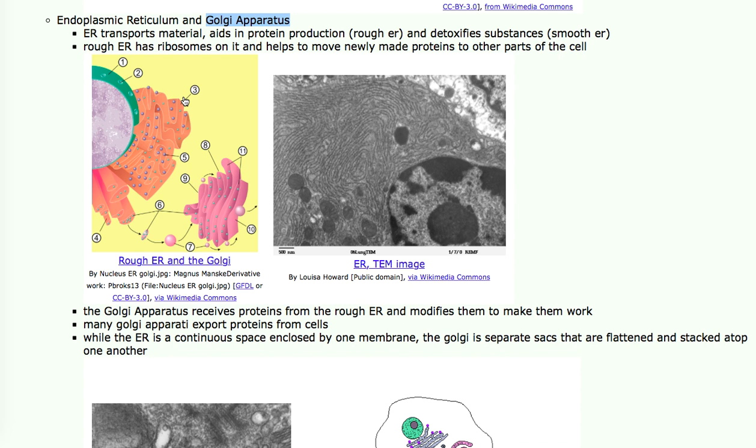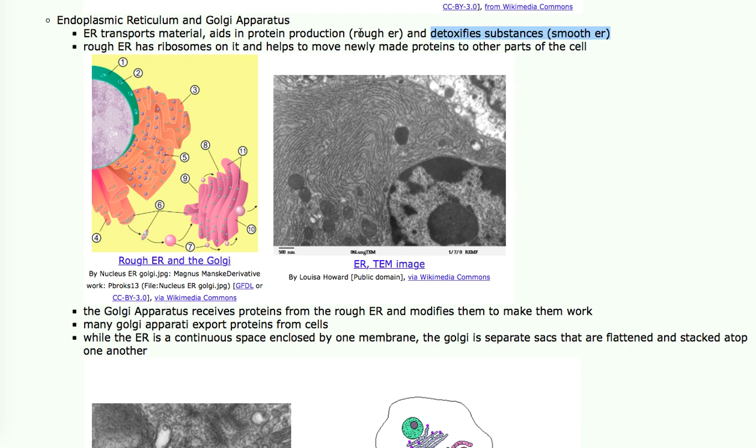The ER's job, well, actually, there's two kinds of ER. There's smooth ER and rough ER. Smooth ER detoxifies substances, and your liver's got a lot of it there. Anytime you eat or drink something that may not be good for you, your liver's job is to make it less toxic. Alcohol, for example, is detoxified by your liver on smooth ER.